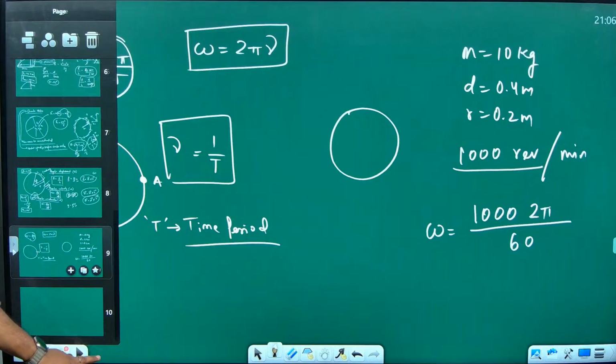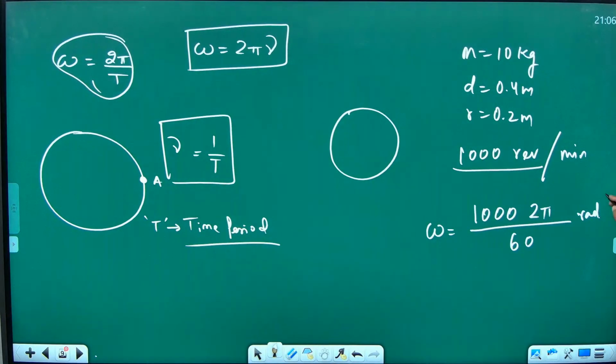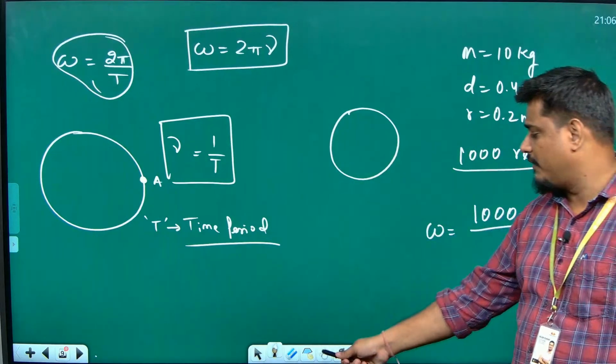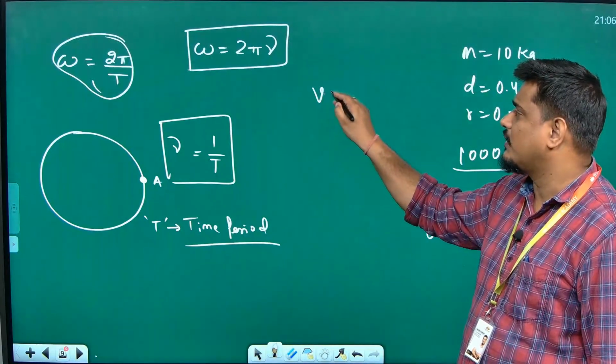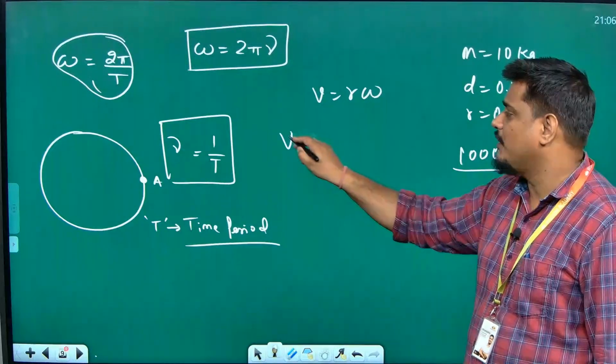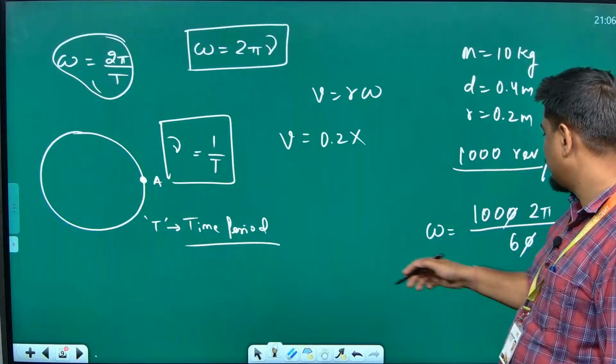So this question says, this much radian per second, am I right? I got the value of omega. What else is given? Calculate its linear velocity and centripetal acceleration. Okay, what will be the linear velocity? We know that V is equal to what? R omega. So V will become, what is the R value? 0.2. What is the omega value? Solve this.